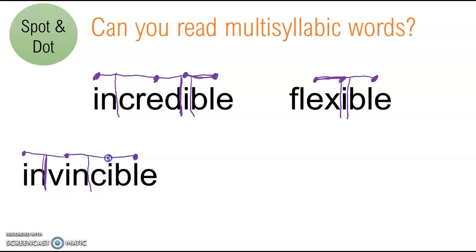Now this last partitioning line, of course we know that the B has to go with the L and the E. But do you see the CI? The CI is going to make the S sound. So you say invincible, invincible. So that's why it makes that sound. C and I, a lot of times when you see those together, it makes the S sound. Okay, spot and dot your next word.